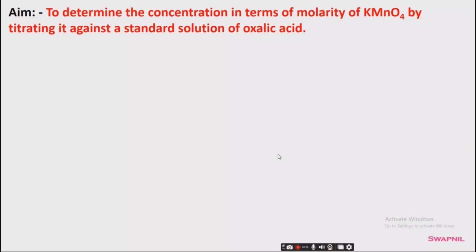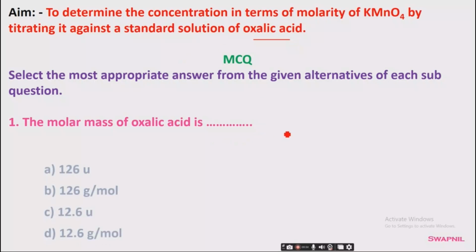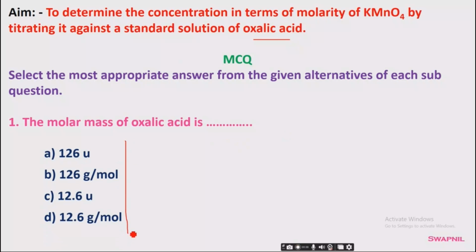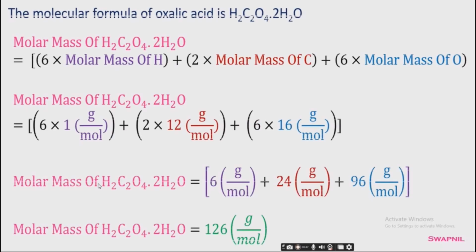Aim: to determine the concentration in terms of molarity of KMnO4 by titrating it against a standard solution of oxalic acid. So the first question is, the molar mass of oxalic acid is, and these are the options. So the correct option is option B, that is 126 gram per mole. So here is the explanation for this answer.